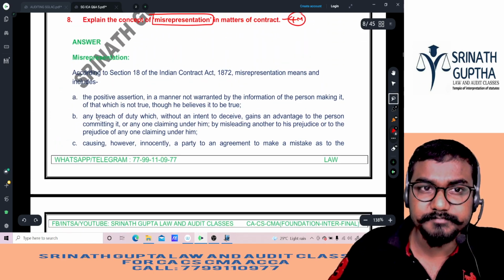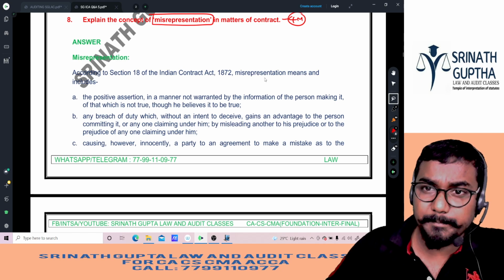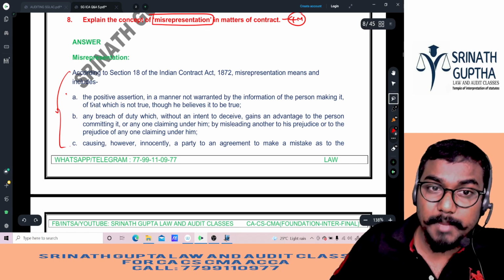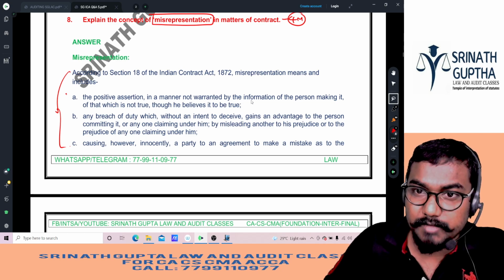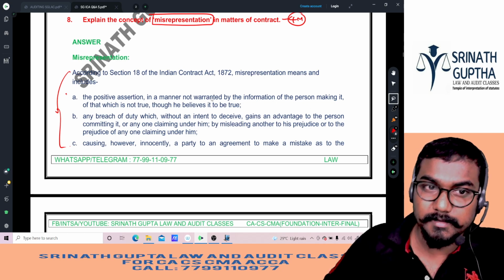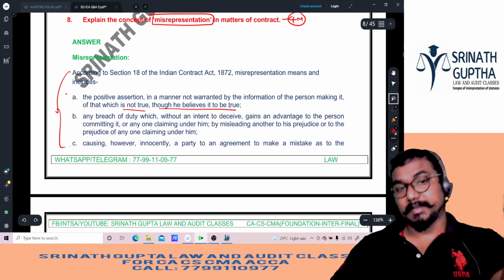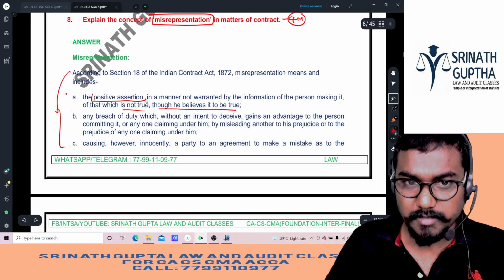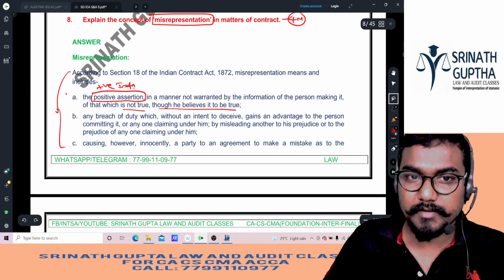Lengthy definition, beta. Misrepresentation. As per section 18 of the Indian Contract Act, misrepresentation means and includes: this definition, beta, you should read as it is. A positive assertion in a manner not warranted by the information of the person making it, of that which is not true, though he believes it to be true. A positive assertion. That means a positive information.